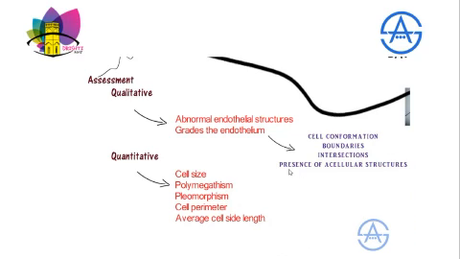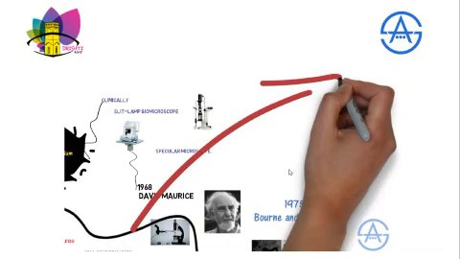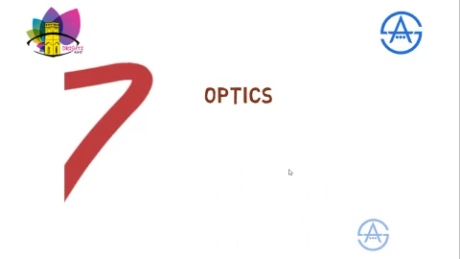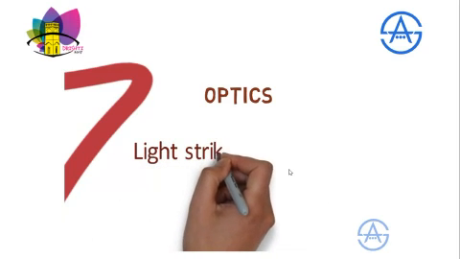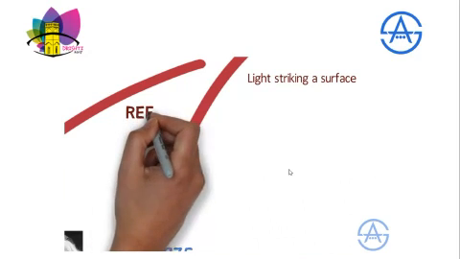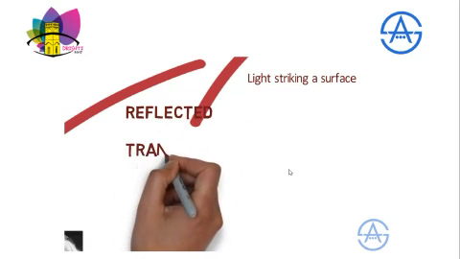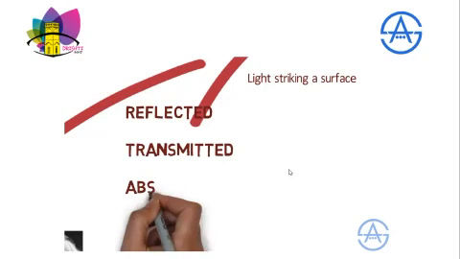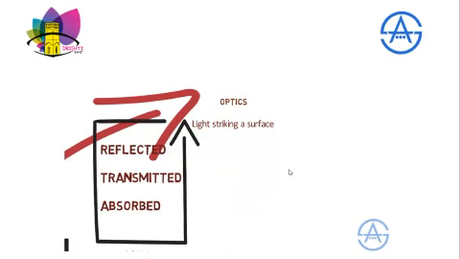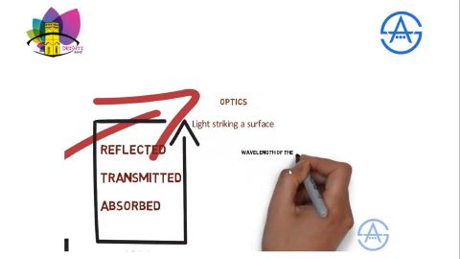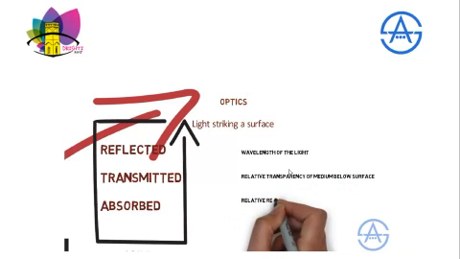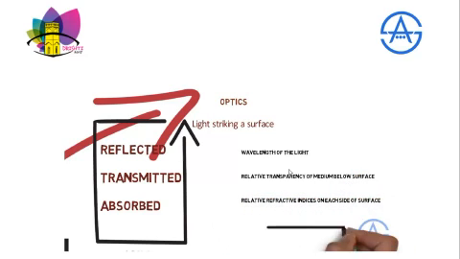So when we talk about the optics of the specular microscope, first what we should know is that when light strikes a surface, it may get reflected, transmitted, or absorbed. Or a combination of all these three can also occur. Now all this depends upon the wavelength of the light, the relative transparency of the medium through which the light is passing or below the surface, and the relative refractive indices on each side of the surface.